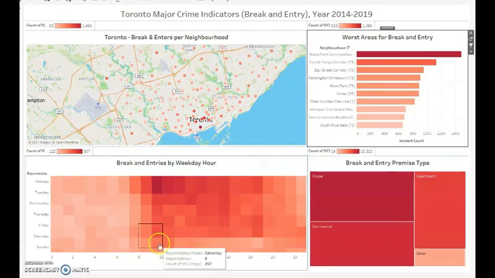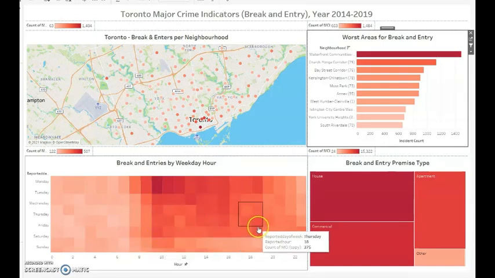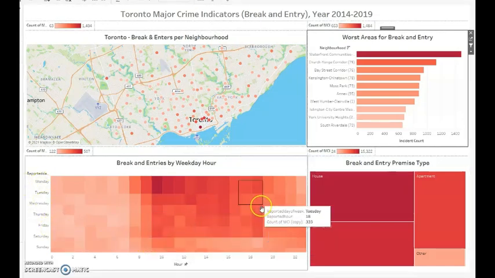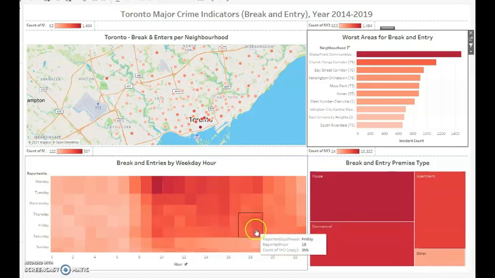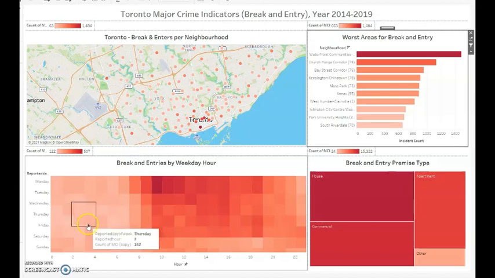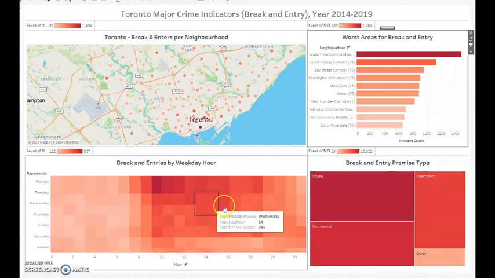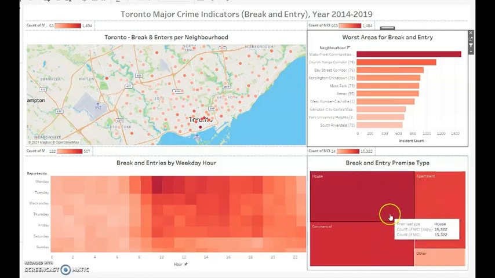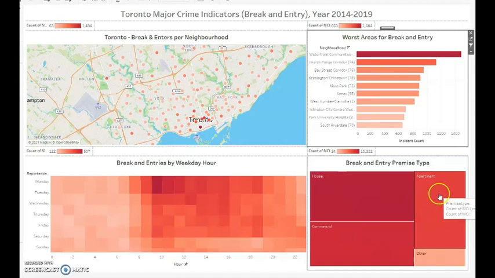And the interesting thing is break and enters are happening at about 8 o'clock in the morning on average till about 4 to 5 o'clock, 6 o'clock at night, Monday to Friday, because you can see in this area that there's a lot more incidents than in the other areas. And in the early mornings, there are fairly few incidents happening. And the distribution is fairly consistent, residential to commercial to apartment.